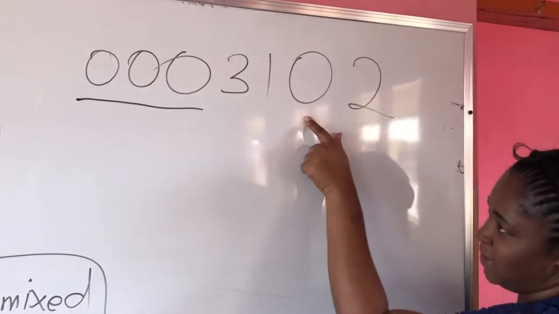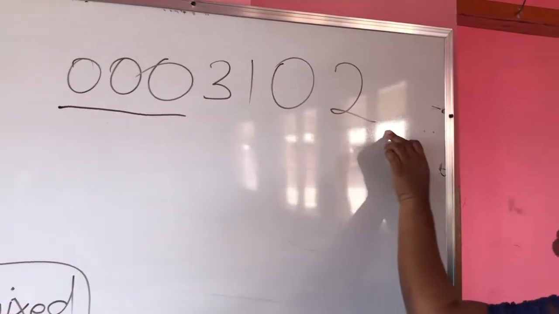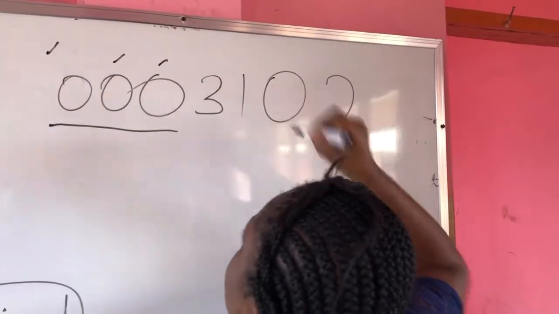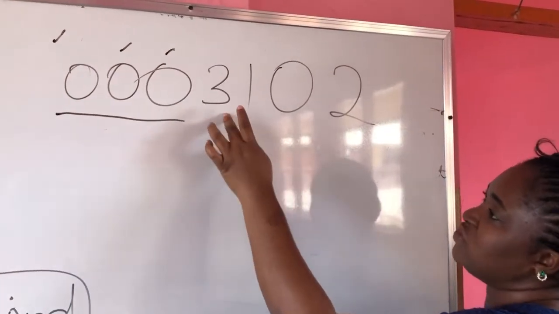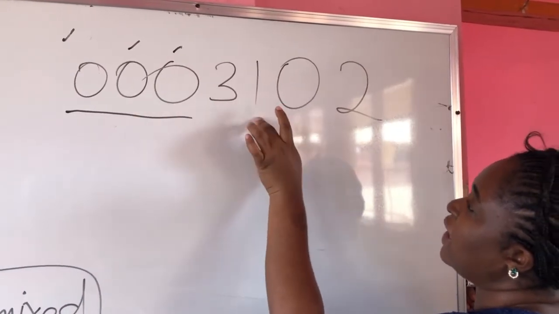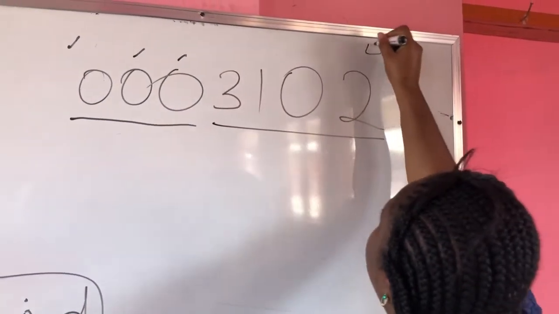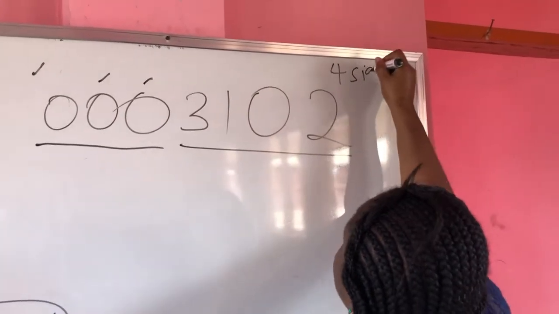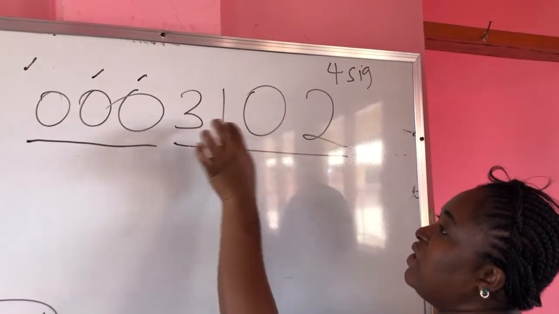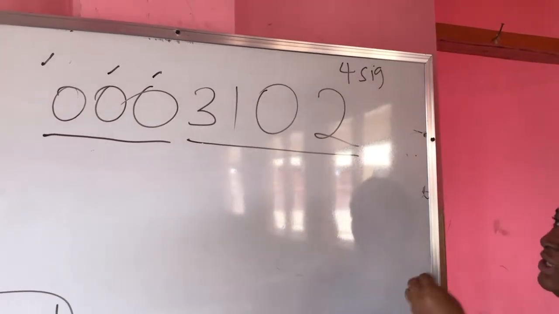So if I ask you how many significant numbers are there, I don't expect you to count 1, 2, 3. I want you to start from the first number, which is 3. So you have 3, 1, 0, and 2. So in this number, there are 4 significant numbers. So we are talking about counting numbers: 3, 1, 0, 2. These zeros that are starting are not significant numbers.